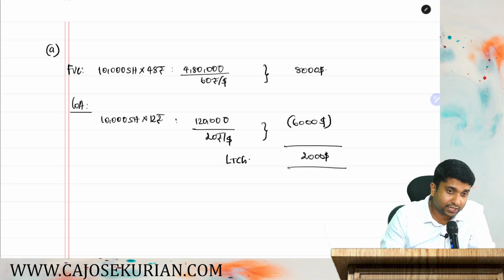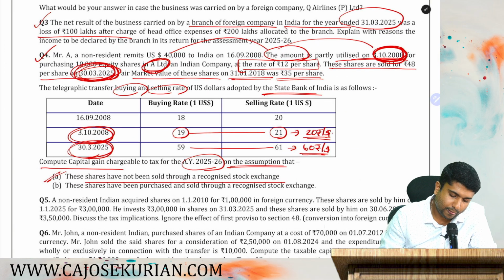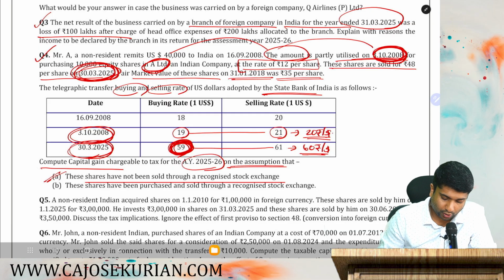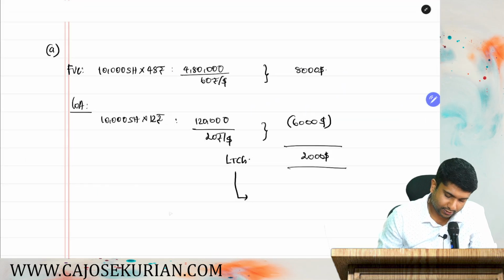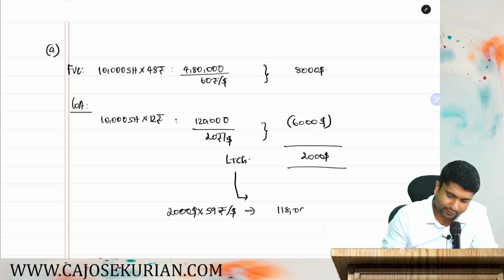Now you need to reconvert this into Indian rupees. While reconverting this into Indian rupee, you need to stick to the buying rate as on date of transfer. Buying rate as on date of transfer is 59 rupee per dollar. So how do you convert that? $2,000 into 59 rupee per dollar. Don't divide it, okay? Now you have to multiply it. So that will be 1,18,000 rupees.